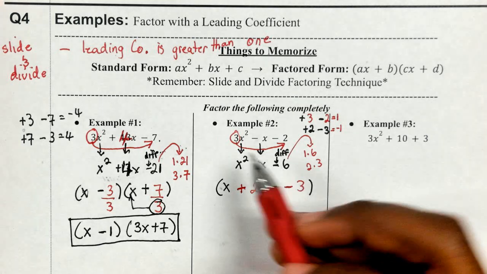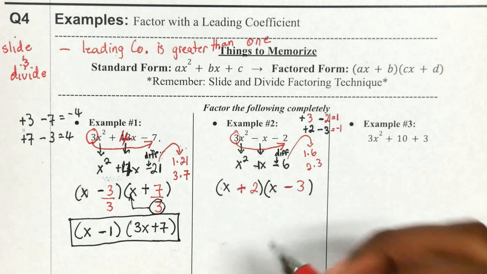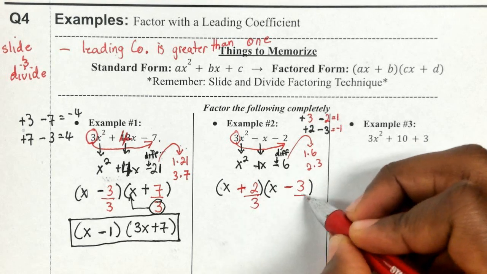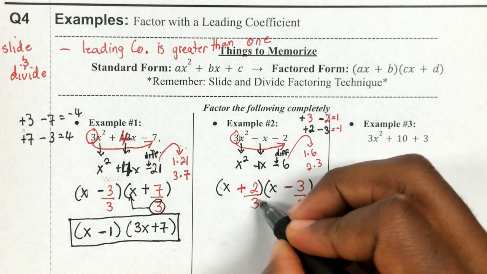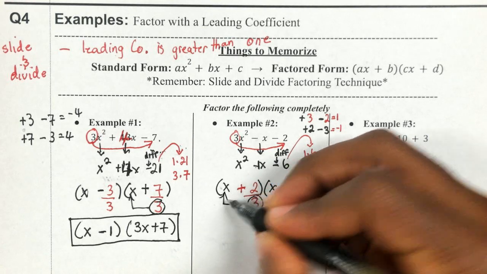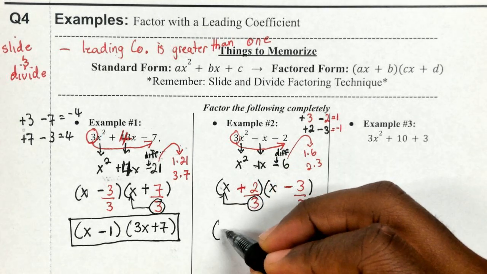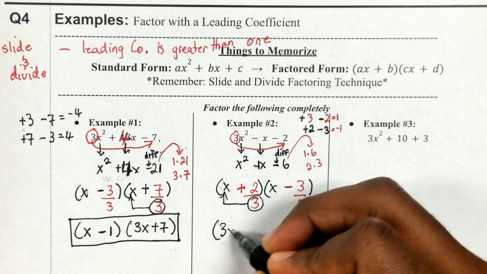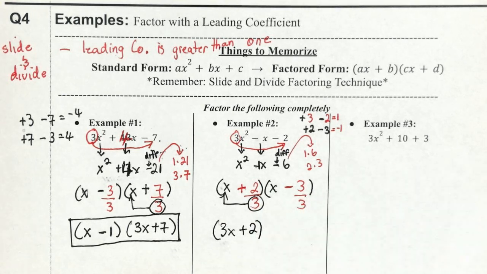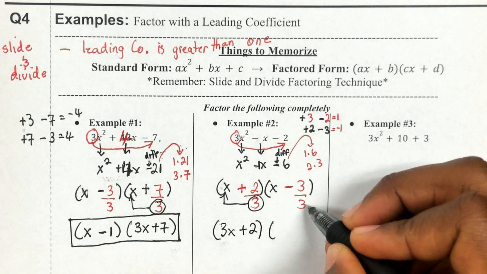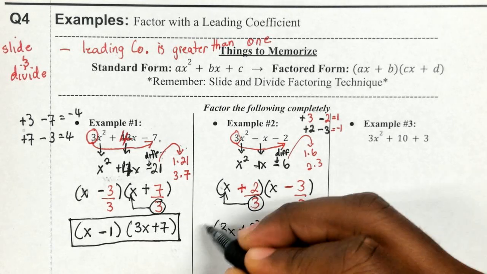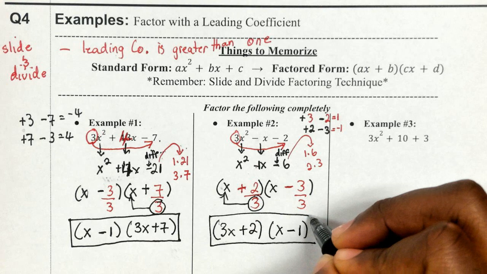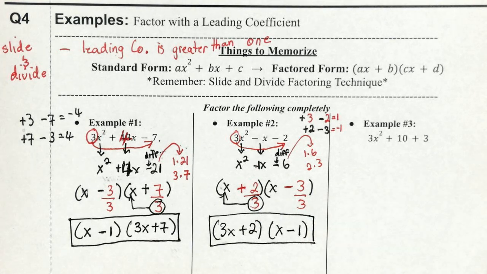Now I'm going to divide by the same leading coefficient, the same thing I circled, which was 3. Can I divide 2 by 3? No. So I'm going to take the 3 and put it in front of my x. So now this will transform to be 3x plus 2. Okay? Can I divide negative 3 by 3? Yes, I would get negative 1. And that is my result. Okay? So let's do the last one, guys.